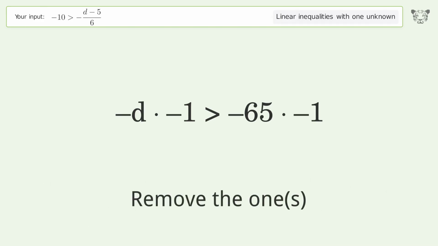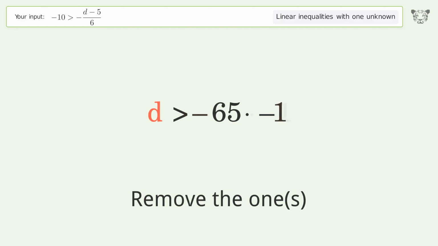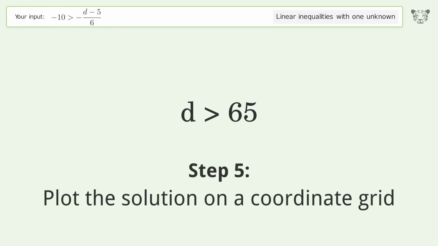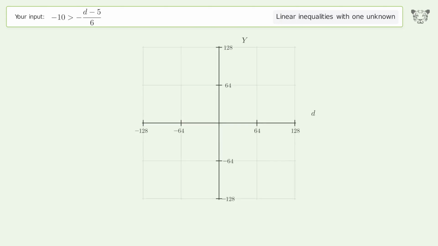Remove the ones. Simplify the arithmetic. Plot the solution on a coordinate grid. And so the final result is d greater than 65.